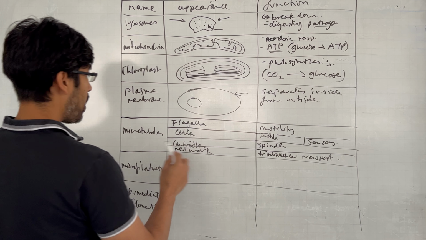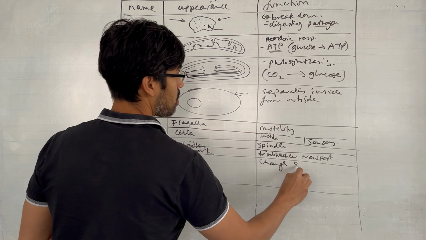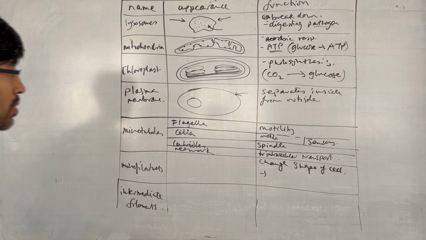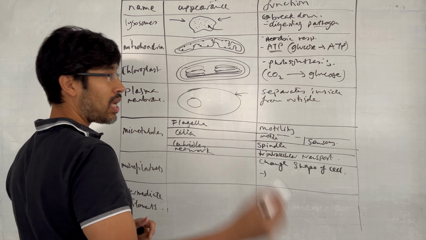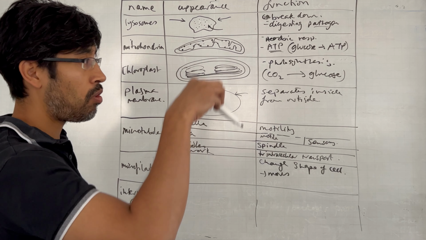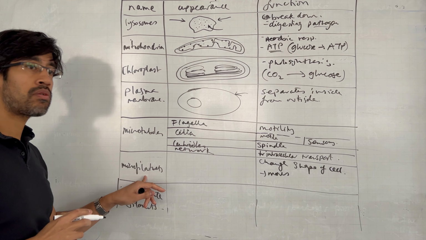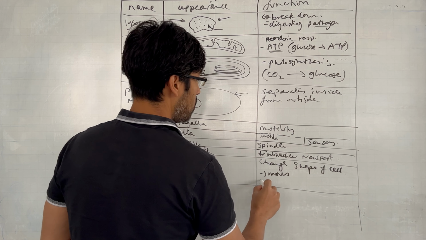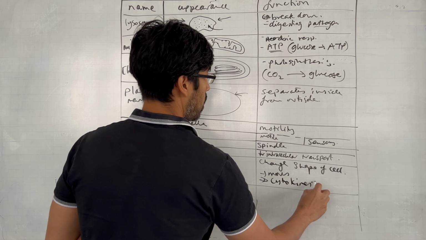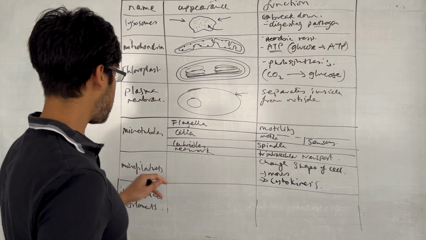Microfilaments, they change the shape of the cell. Now, when does that happen? Well, the cell shape is changed when a cell moves. When a white blood cell moves from the blood vessel towards the site of infection, that is happening because of the work of microfilaments. When a cell moves, and also when a cell does cytokinesis.